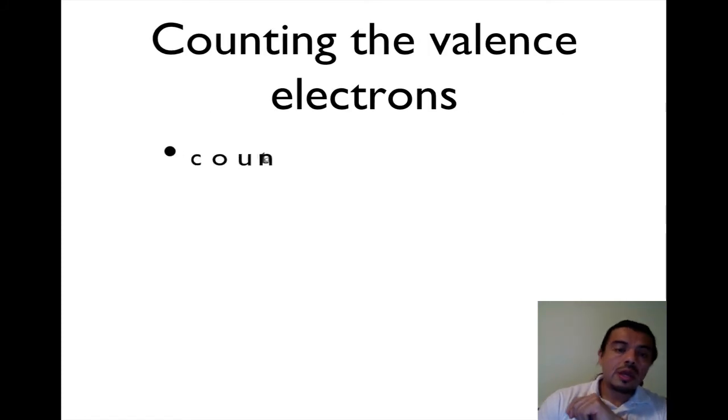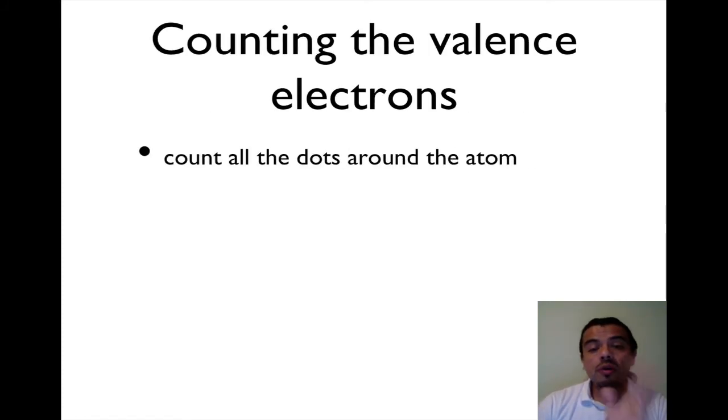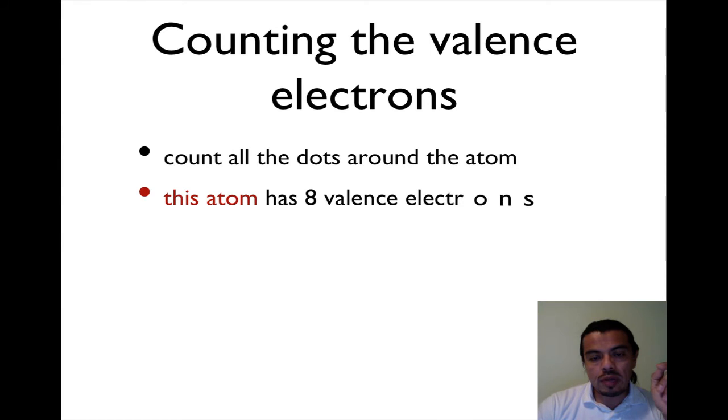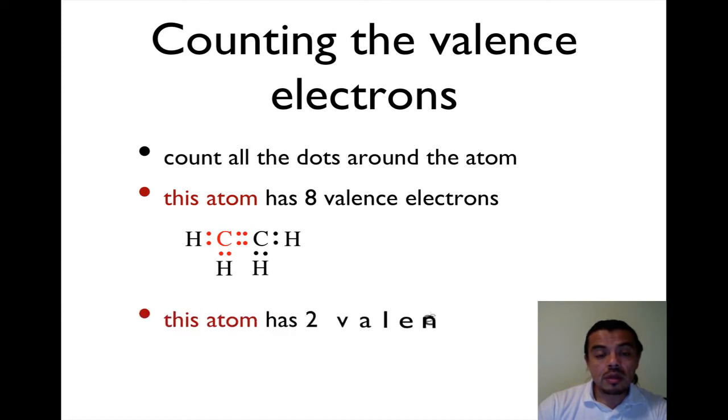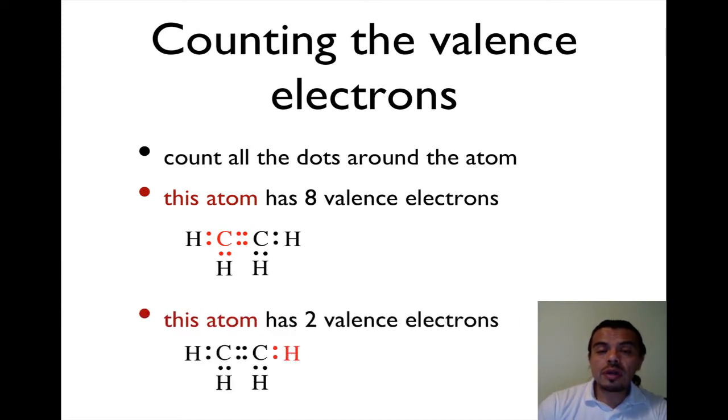Okay. Again, remember, when you're counting valence electrons, count all the dots. In the example that I previously gave you, I showed you that carbon has 8 dots when you count it that way. Don't overcomplicate it. You're only counting the ones that are around the atom. You're not reaching out to count others. So in this case, it has 8 valence electrons. If we look at hydrogen, hydrogen in this case has 2 valence electrons.